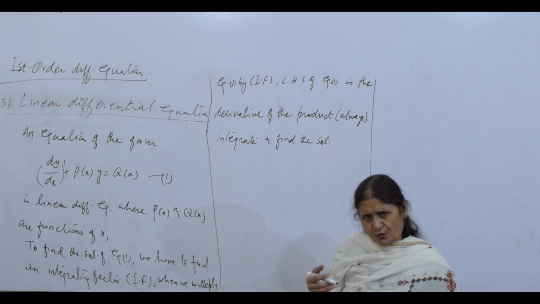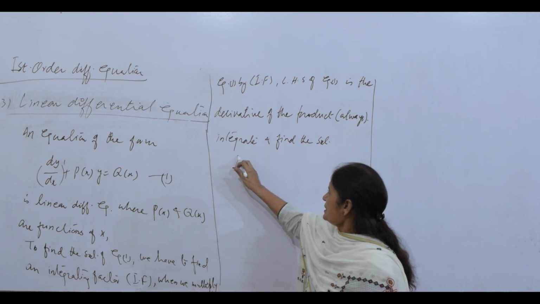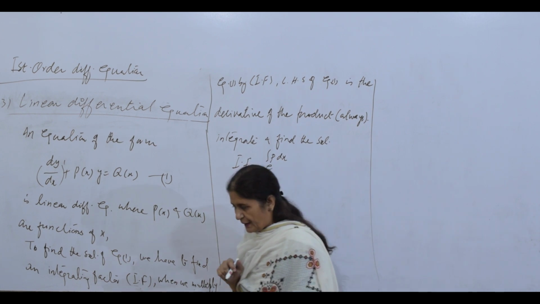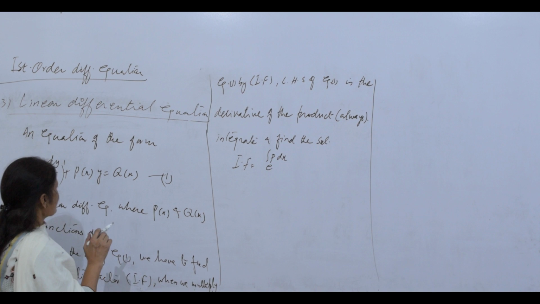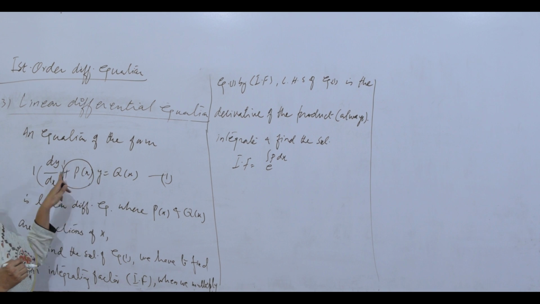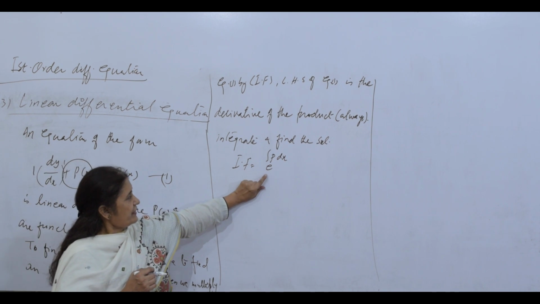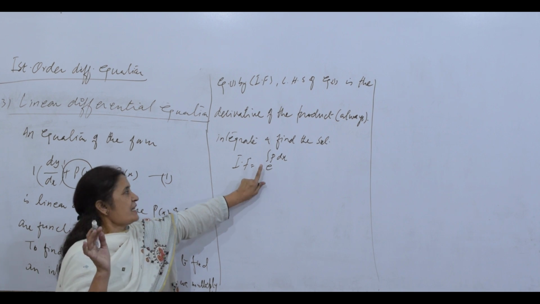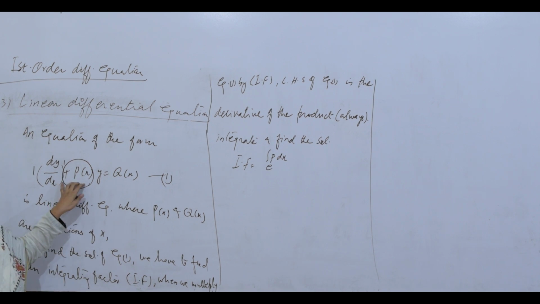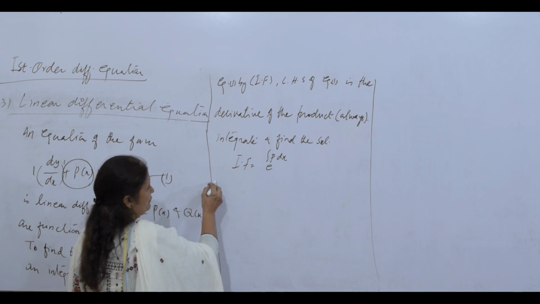So how would you find the integrating factor? The integrating factor is e raised to the integral of p dx. It means once you are writing in standard form, whose coefficient is 1, whatever your p(x) is, with plus or minus: if there is a minus, you write minus; if a plus, plus. So this is the integrating factor, e raised to the power integral of p dx. And multiplying by it, the left hand side becomes the derivative of the product.